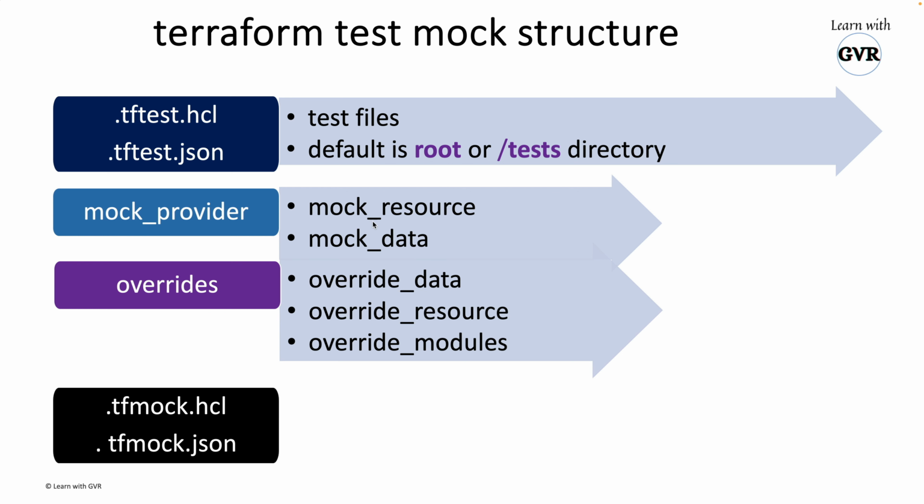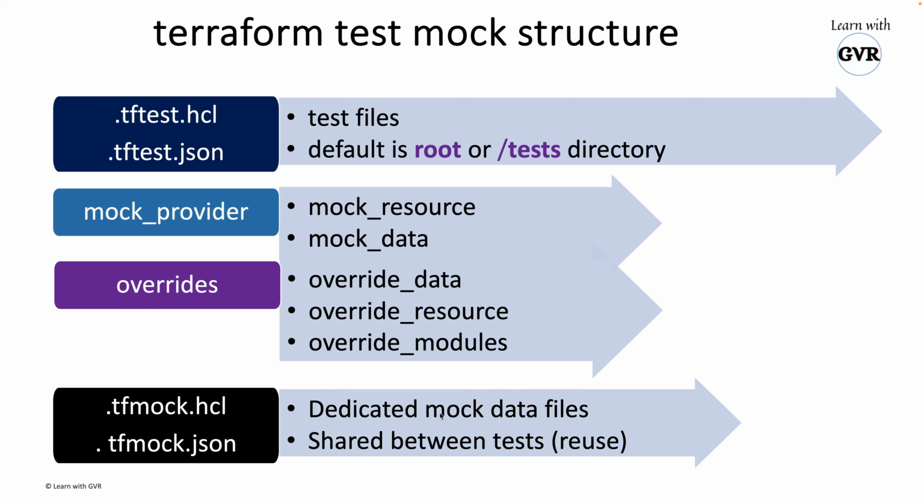Along with that, let's say I have S3 bucket mock related logic, all the mocking concepts. I can put them into one file called tfmock.hcl. This is something like a shared function or shared library, dedicated for the mock data files. Here you can create many overrides and many mock resources, and use them for multiple tests. That we will see in the demo. So from the structure point of view: mock provider, override, and tfmock.hcl. This is tftest, tfmock. Now it's time for the demo.